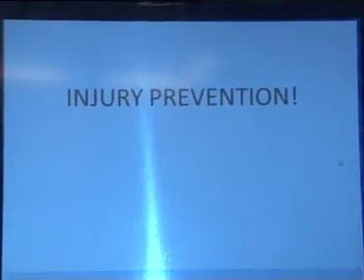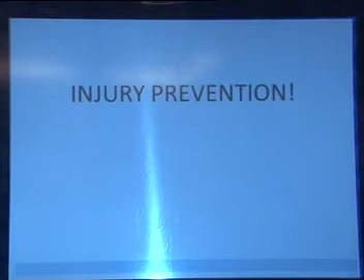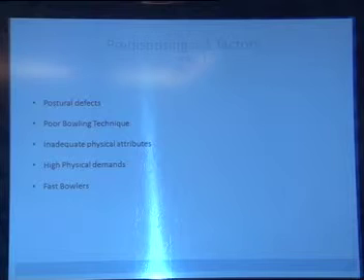So basically, for cricket, injury prevention is the main strategy. First of all, you need to identify a player and their postural defects, and the bowling technique they are using. If they are using a poor bowling technique, modify it. Physical attributes are also very important, such as athletic ability and aerobic capacity. There is high physical demand. Sometimes players are extremely anxious to get the ball as much as possible, so they use more than what their power can do. Those have to be addressed.